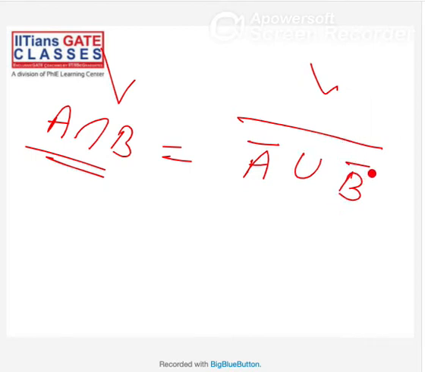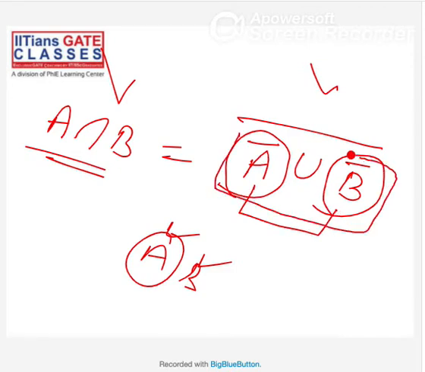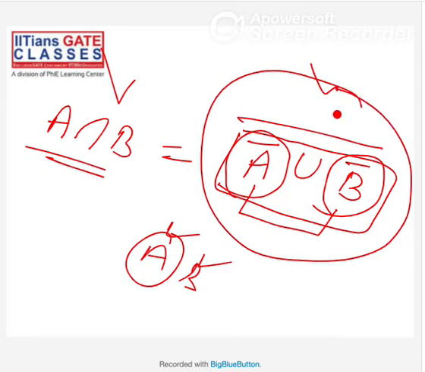This is your A intersection B. Let's assume A and B are both regular languages. Then A complement is also a regular language, B complement is also a regular language, and a regular language union a regular language is also a regular language. So this complete thing is also a regular language, and the complement of a regular language is a regular language. So finally this complete thing is a regular language. So you can say A intersection B is also a regular language.